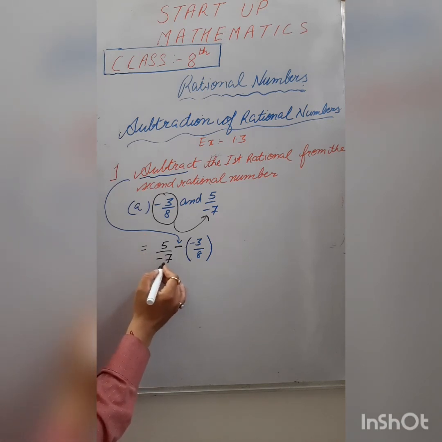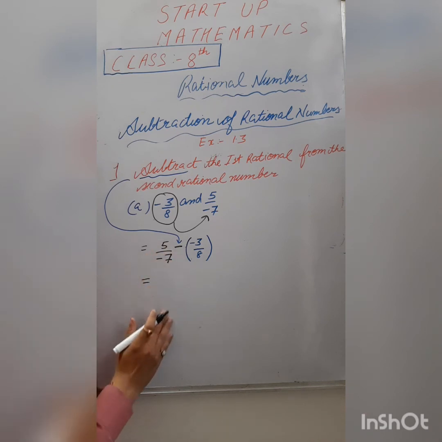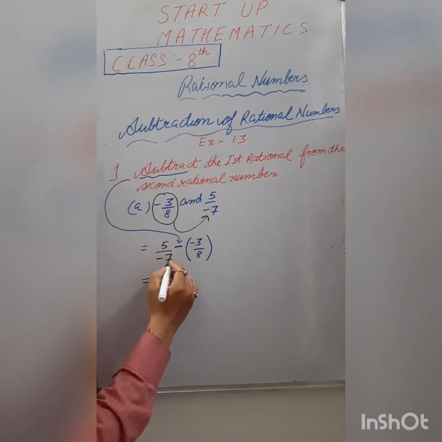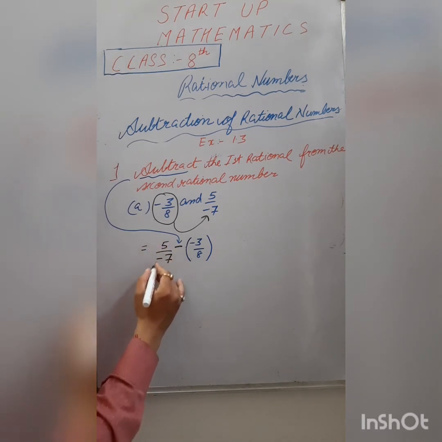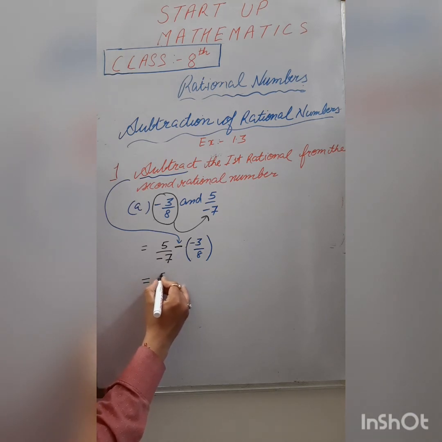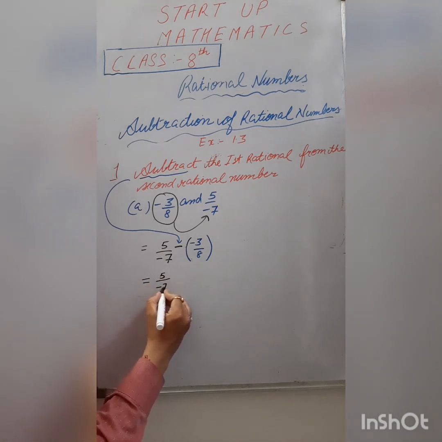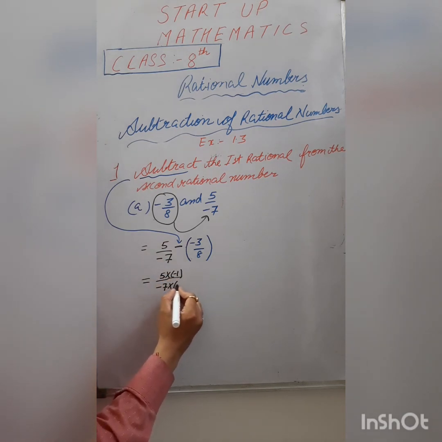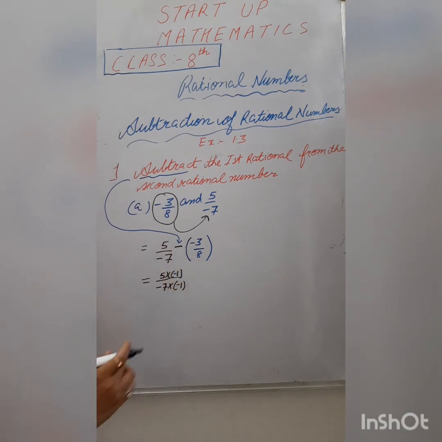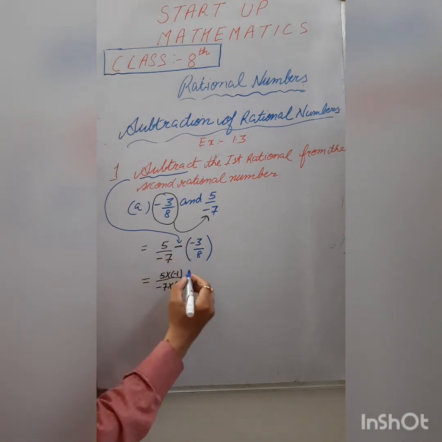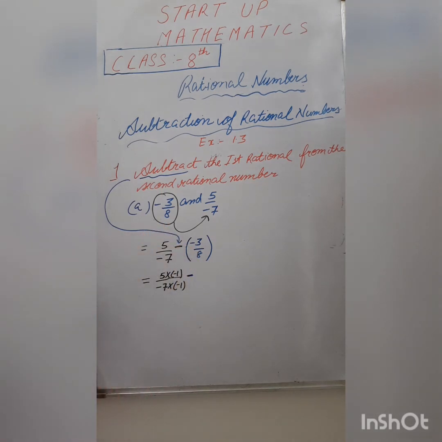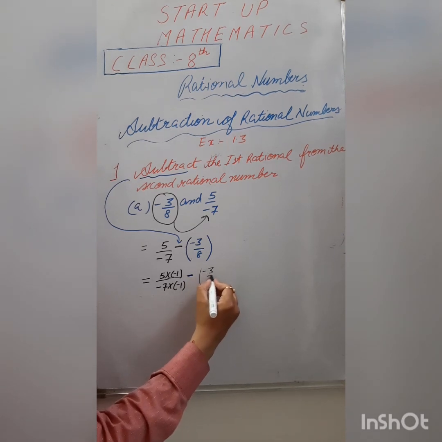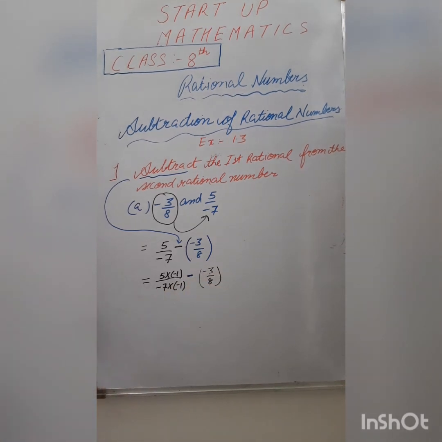So you can make this denominator positive by multiplying the numerator and denominator with minus 1. Here, for 5 upon minus 7, I am multiplying with minus 1 in the numerator and in the denominator. And the minus sign stays as it is for the subtraction, and the second rational number is again as it is, minus 3 upon 8.